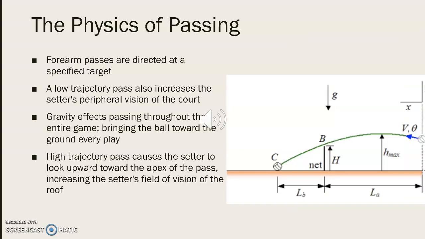The physics of passing. Forearm passes are directed at a specified target. A low trajectory pass also increases the setter's peripheral vision of the court. Gravity affects passing throughout the entire game, bringing the ball toward the ground every play. A high trajectory pass causes the setter to look upward toward the apex of the pass, increasing the setter's field of vision of the roof.